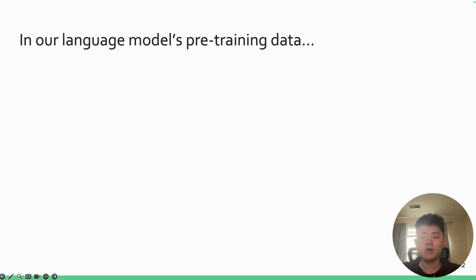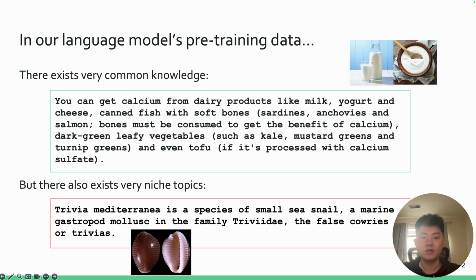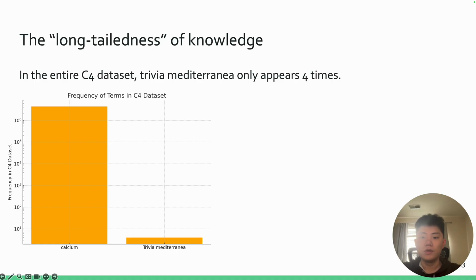Let's first take a look at our language model pre-training data. In our pre-training corpus, there exists very common knowledge, such as where to get calcium. But there also exists very rare knowledge, such as a small species of sea snail. This is called Trivia Mediterranea. If we look into the entire C4 dataset, we found that while calcium appears over 4 million times, Trivia Mediterranea only appears 4 times.